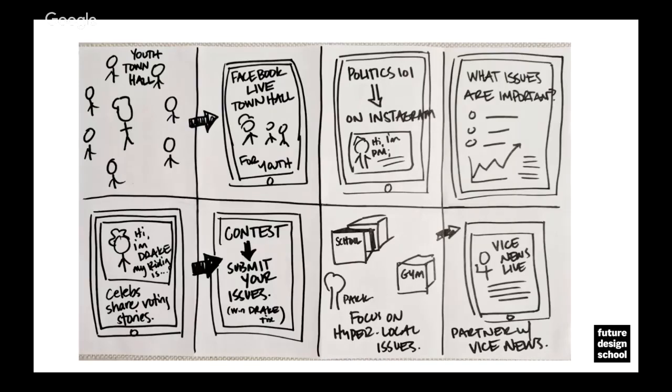We thought about bringing in some pop culture, so we had celebrities sharing voting stories and talking about their riding, what their values are, and political issues that they are passionate about. We thought about having a contest where they could submit their local issues, and again, bringing in that celebrity piece, they could win some tickets. Then we wanted to have some issues focusing on those hyper-local issues, ones that were meaningful to students. So what issues within the school, what issues within perhaps the local gym or the local park. And then we thought we could partner with Vice News to be able to share those stories as well.